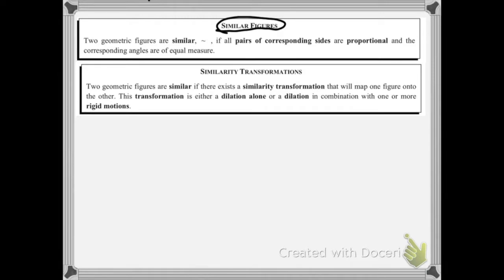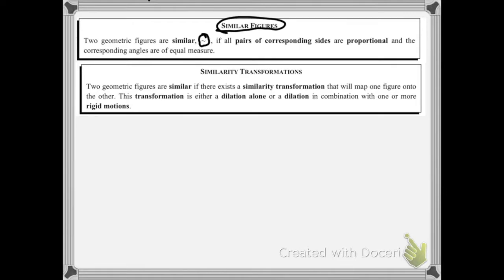So today we're going to be talking about similarity and similar figures. Awesome. So what are similar figures? Well, here's the definition. This is an important symbol here because that is the notation we're going to use. There is a difference between similarity and congruence, okay?